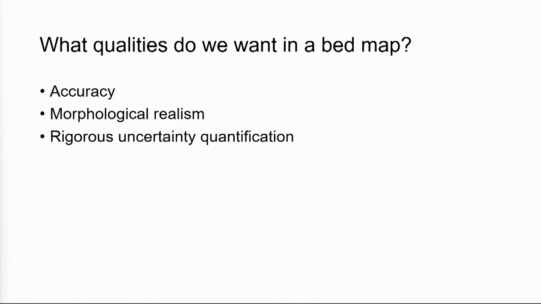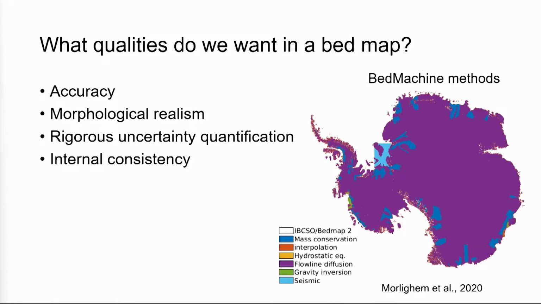Okay, we might also want robust uncertainty quantification methods. There are some interpolation or estimation methods that are better at quantifying uncertainty than others. So one question we might want to ask ourselves is: is it more important to have slightly better accuracy or more robust uncertainty quantification methods? The other thing we should care about is internal consistency within the bed map.